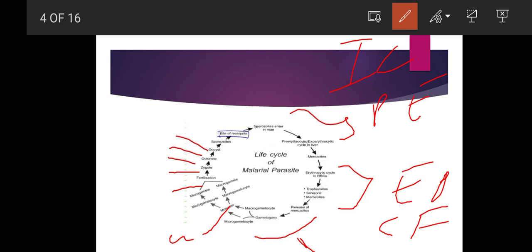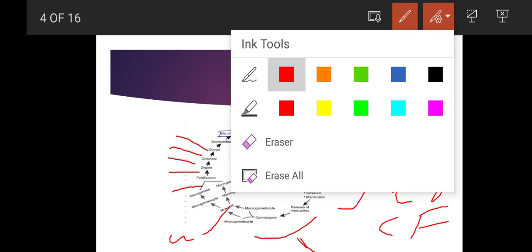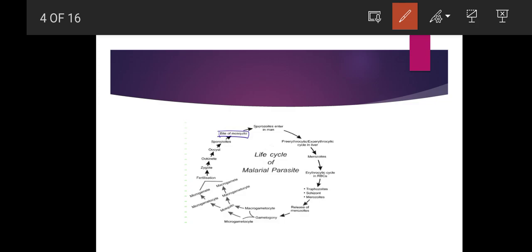Now the last phase we have there is the exoerythrocytic phase. The exoerythrocytic phase is responsible for relapse.